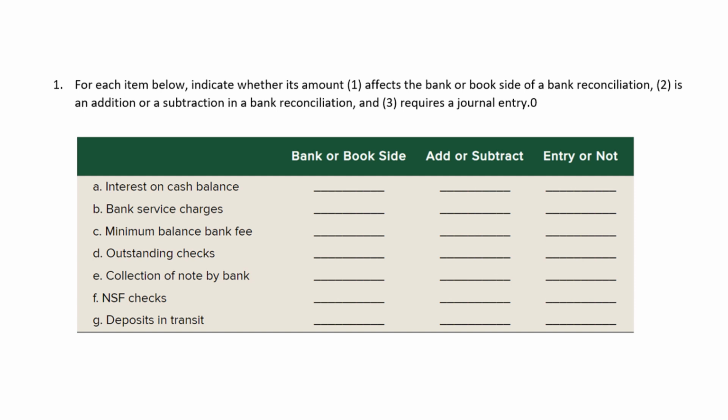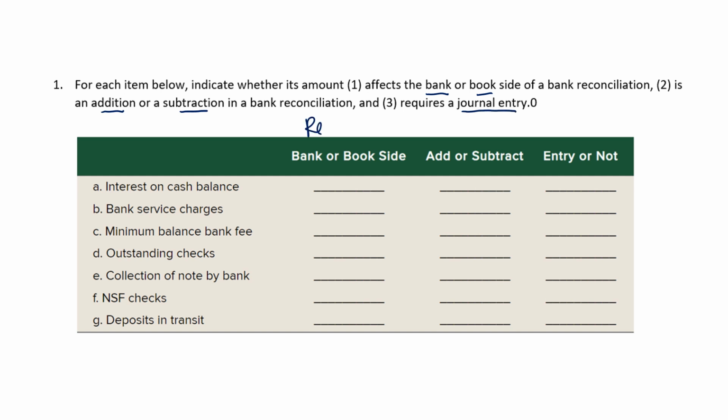For each item below, indicate whether its amount, one, affects the bank or the book side of a bank reconciliation, two, whether it's an addition or a subtraction in a bank reconciliation, and three, whether it requires a journal entry.